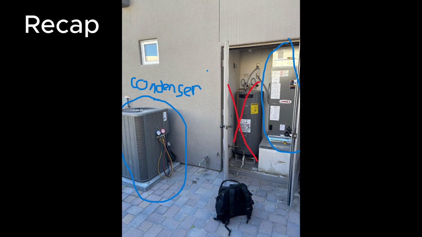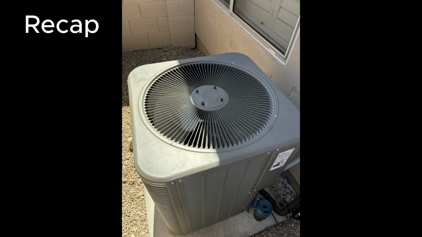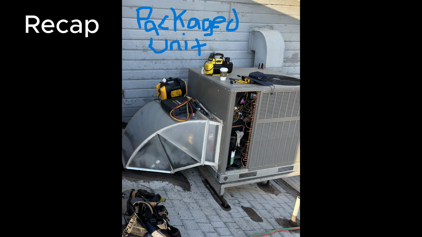So in part one, we talked about condensers and evaporator coils and the difference. The evaporator coils absorb heat. The condensers outside reject heat. We talked about split systems versus packaged units. Split systems have a box outside and a box inside. Packaged units are one box outside, usually on the roof. So it can be either split or it can be a packaged unit.